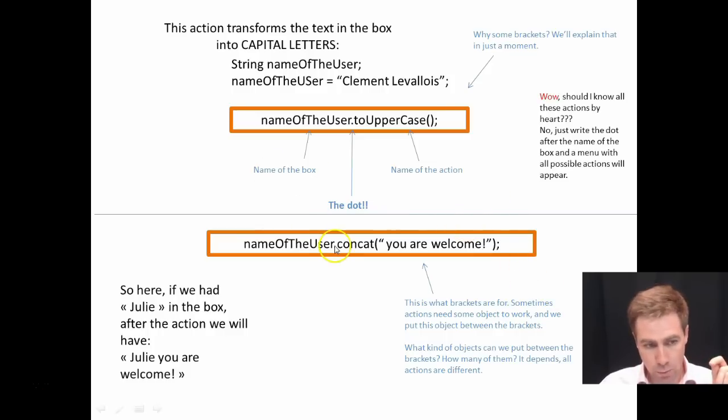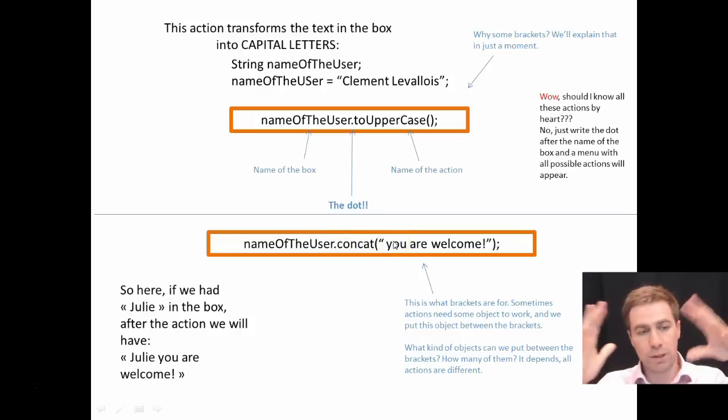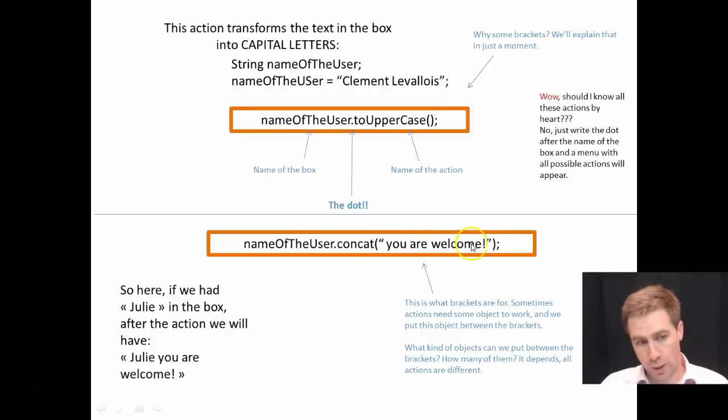Again, when you write the dot, and then you select in the menu concatenate, there is a bit of explanation that appears, and it tells you what can be put in the bracket. So basically, you don't have to memorize this. It's written in the menu that will help you, which appears when you write the action. So it's very useful. So that's it for this tutorial.